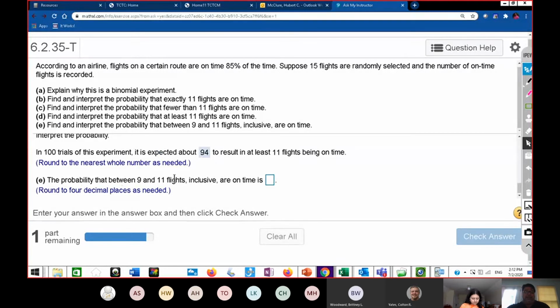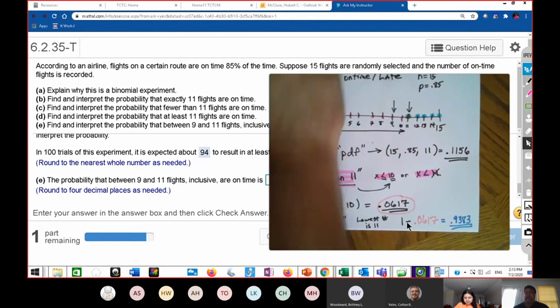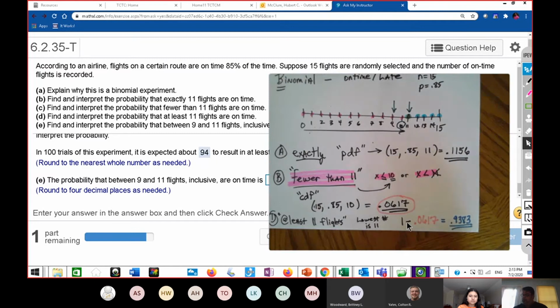Between 9 and 11. Now somebody tell me, does that mean that we include 9 and 11? No. So what number, let me find another color. Green. What is between 9 and 11? 10. So we're going to do part E. We're just going to do just 1 point. So is that CDF or PDF? That'll be PDF. 15, 0.85 and 10. Somebody do that for me and give me 4 digits, please.